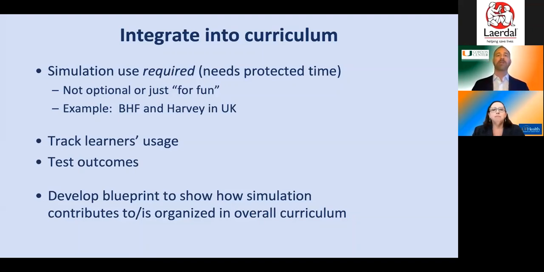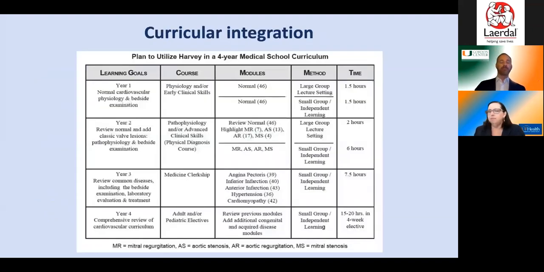A very effective way to do this is to use a curriculum blueprint and map where exactly you might use Harvey and or UMedic in your curriculum. This is a page right out of the instructor guide that comes with Harvey. Just a sample template for how you might integrate Harvey across a 4-year medical education program, as we have here in North America.